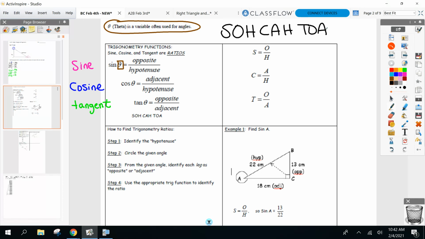How does his name help you remember these ratios? Watch. The S stands for sine. What's sine equal to? What do you think the O stands for? Opposite over hypotenuse. Sine equals opposite over hypotenuse. What do you think the C stands for? The cosine ratio is equal to adjacent over hypotenuse. And then finally, TOA: tangent is equal to opposite over adjacent. Hopefully SOHCAHTOA will help you remember the ratios.